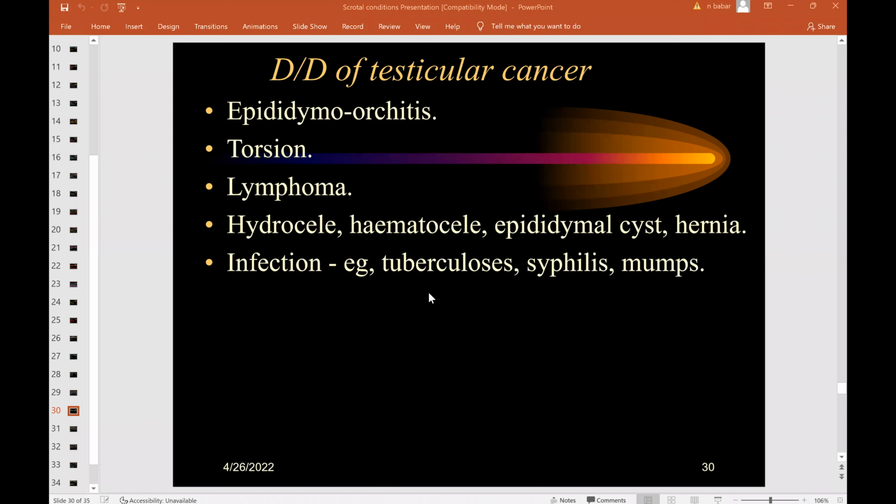Differential diagnosis of testicular cancer: epididymo-orchitis, torsion, lymphoma, hydrocele, hematocele, epididymal cyst, hernia. Infections such as tuberculosis, syphilis, and mumps.